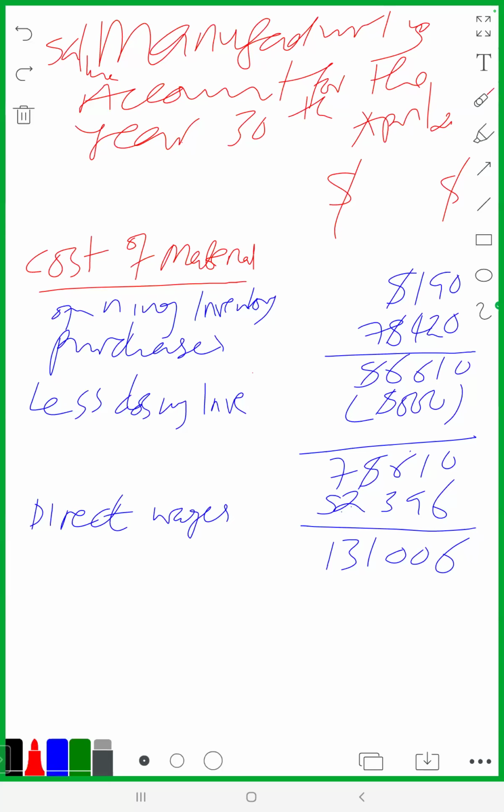Then from here we can now add the factory overheads. When we say factory overheads, we are referring to those indirect costs that take place in the factory. By the way, this value is the value of the prime cost. Prime cost refers to all these direct costs. Now, let's start with the indirect ones.